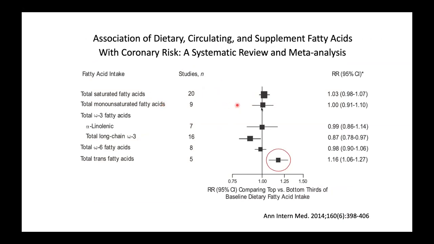The total monounsaturated fat is also not increasing the risk of coronary disease. If you see the long-chain omega-3 fatty acids, they were preventing coronary disease. And most importantly, the ugly part was the trans fatty acid. Trans fatty acid was causing an increase in cardiovascular disease up to the tune of 16%. So it is important to note that in multiple meta-analyses, saturated fat was not found to be increasing the incidence of cardiovascular disease.